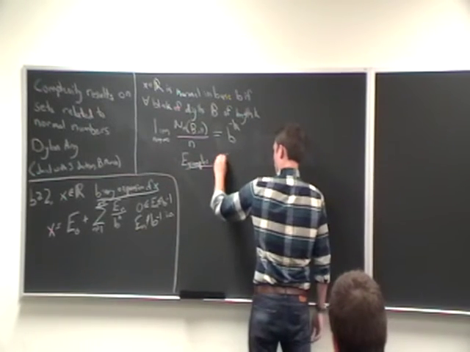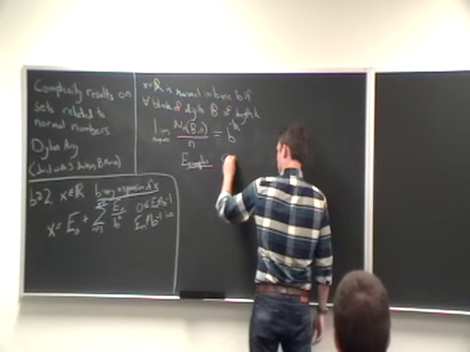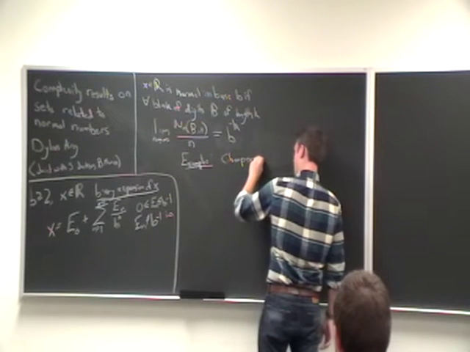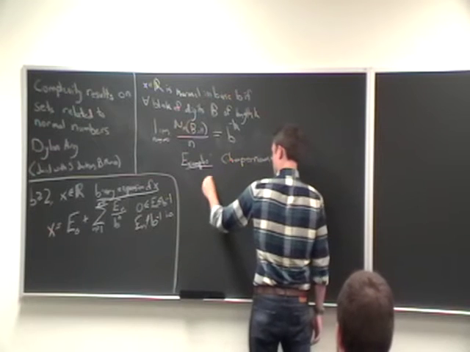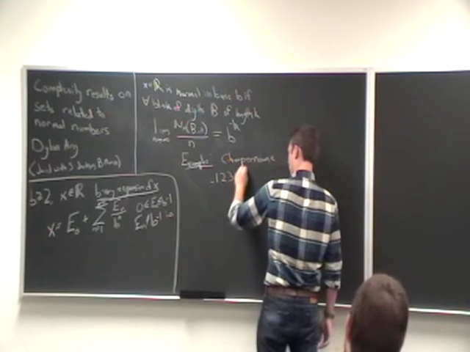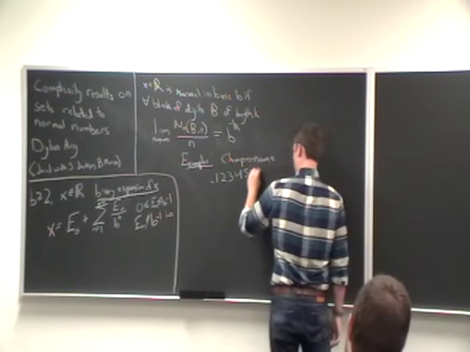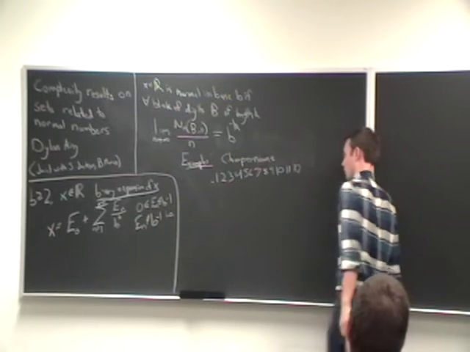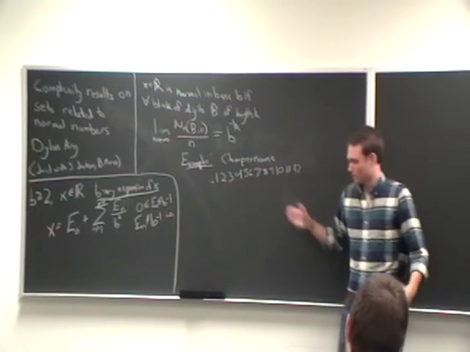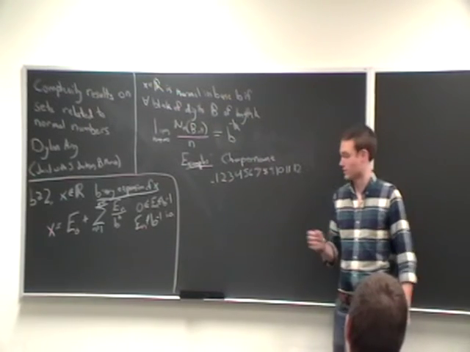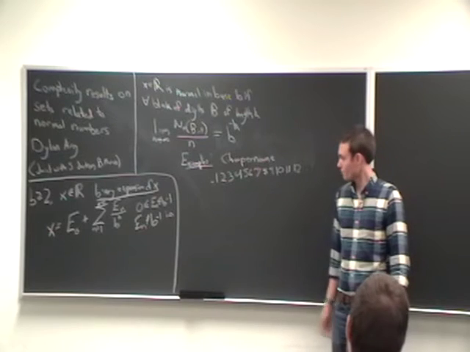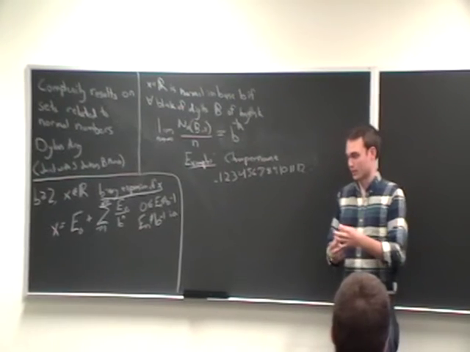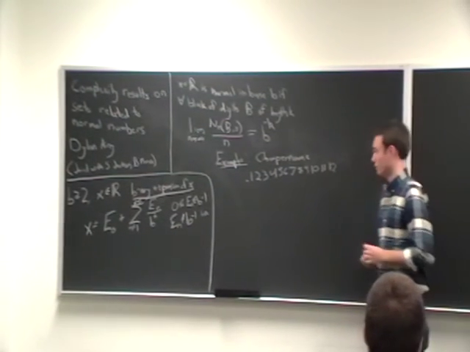So the first was due to Champernowne, and it's the following. In base 10, it's written 0.123456789101112, and so on. In other words, take every natural number, represent it in base 10, and concatenate their expansions. And this will be a normal number in base 10. A similar construction works in every other base as well. You just take the natural numbers, express them in base B, and concatenate their expansions, and you get a normal number in base B.